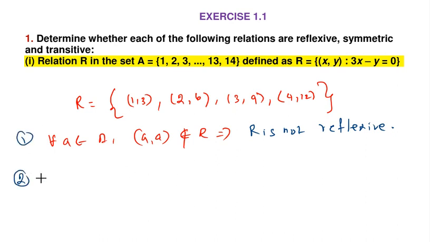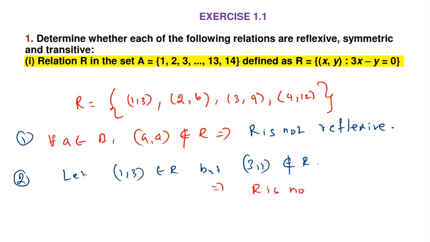That is the second point. Now (1, 3) is there, but (3, 1) is not. (1, 3) belongs to R, but (3, 1) does not belong to R, and this implies what is the conclusion? R is not symmetric.